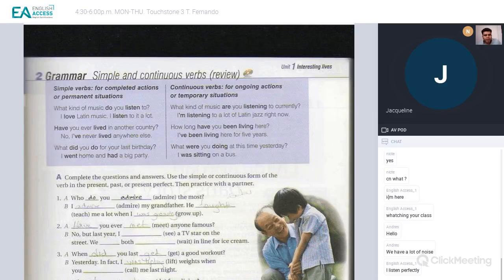Very good. How long have you been living here? I've been living here for 5 years. What were you doing at this time yesterday? I was sitting on a bus. All right.